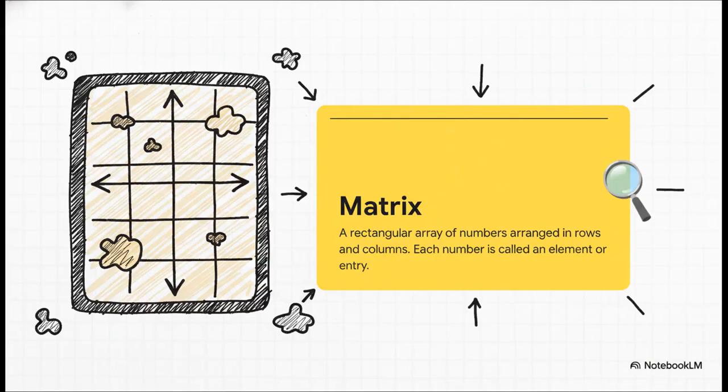So what is it, officially? Well, a matrix is just a rectangular grid of numbers. We organize these numbers into rows, which run horizontally, and columns, which are vertical. And every single number tucked inside that grid, we just call that an element or an entry. It's as simple as that.